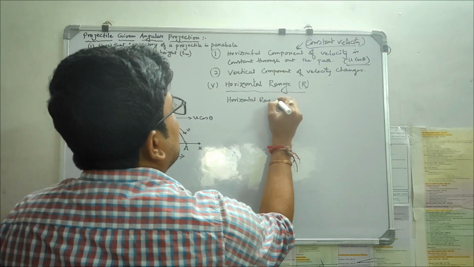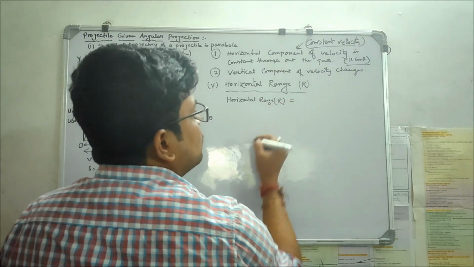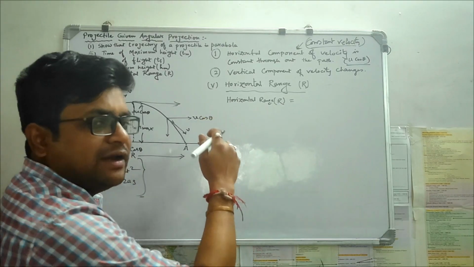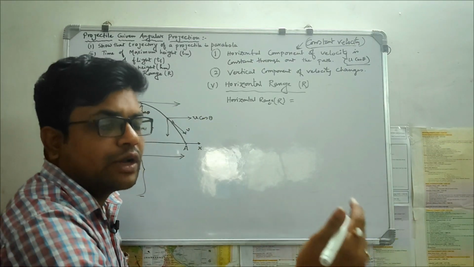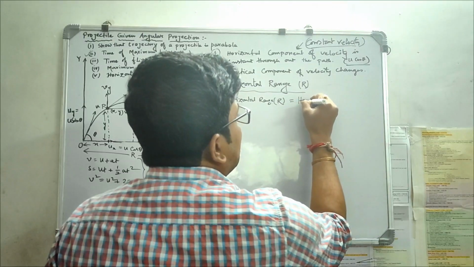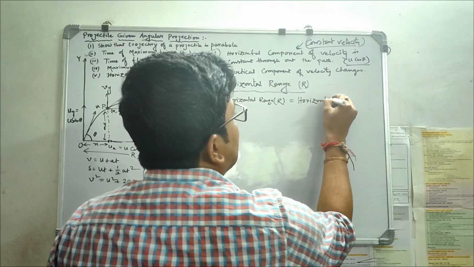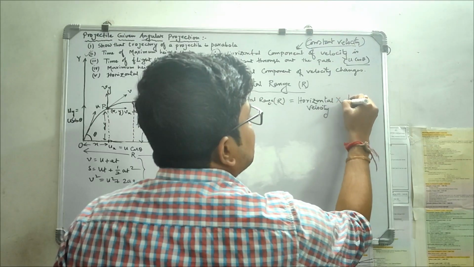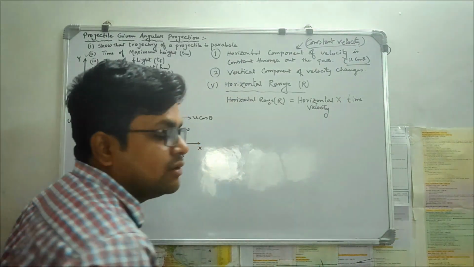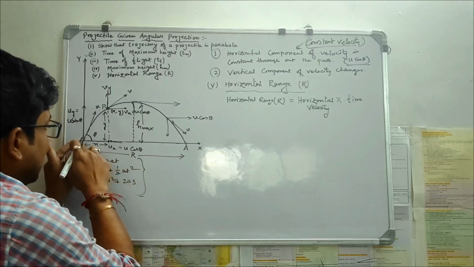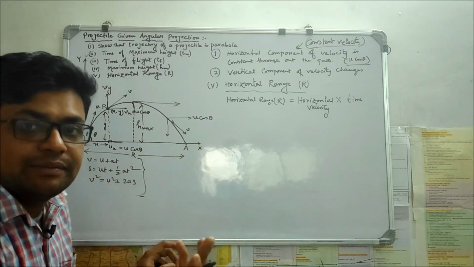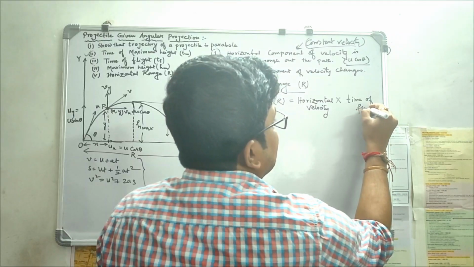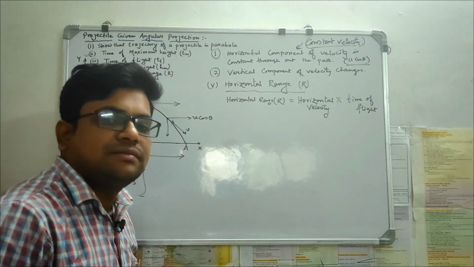So horizontal range R equals to, as there is no acceleration, that's why simple range, माने कि displacement. Displacement means velocity into time. So horizontal velocity into time. Now which time is it? It is the time required to reach from here to here. What is the time? Time of flight, total time. That is called time of flight. ठीक है.